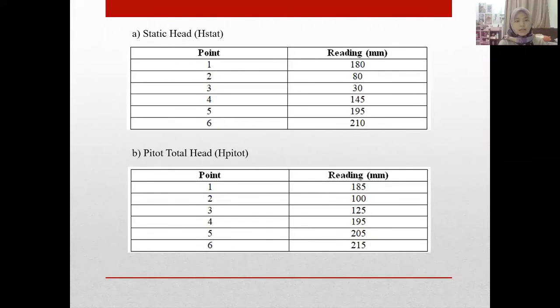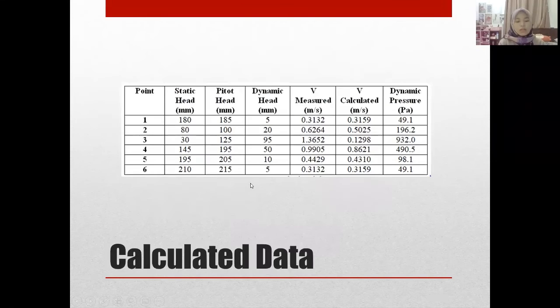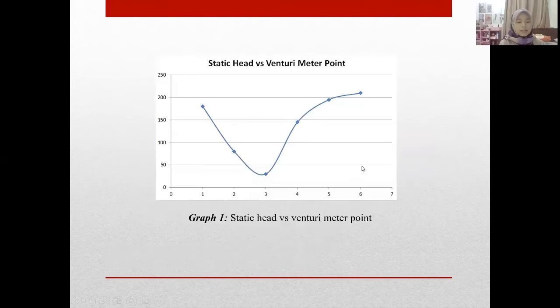Next is the static head calculation that we calculated, and step B is the total head. So we got this. The next is the formula that we use to calculate the measured data. Finally, this is the calculated data, and we got the values. This is a graph. This is a result for this experiment.